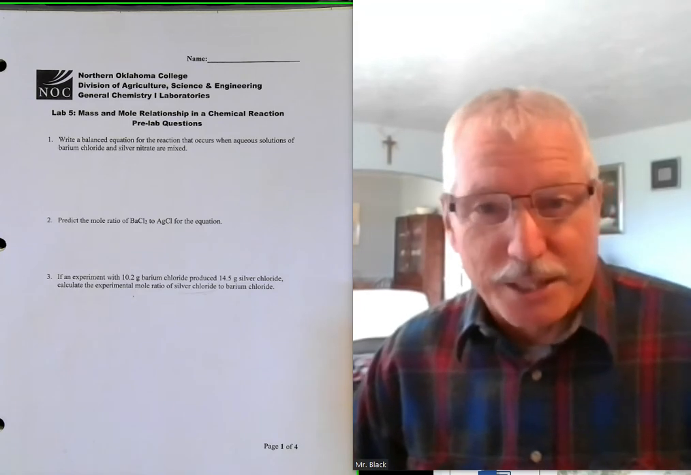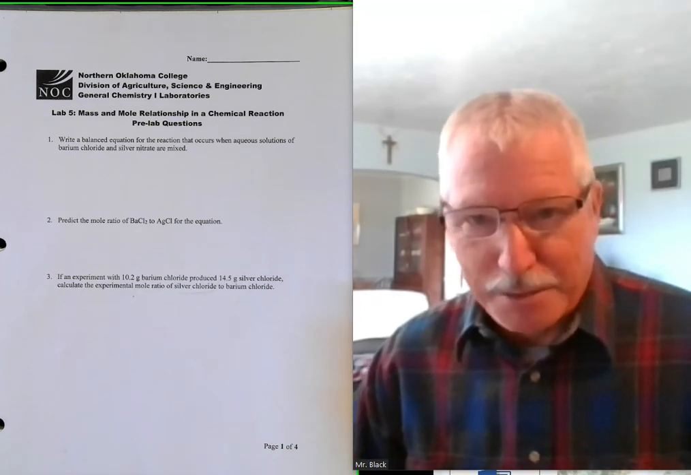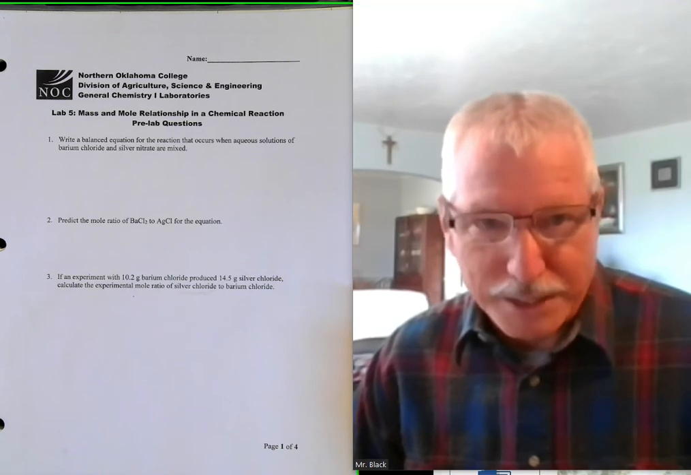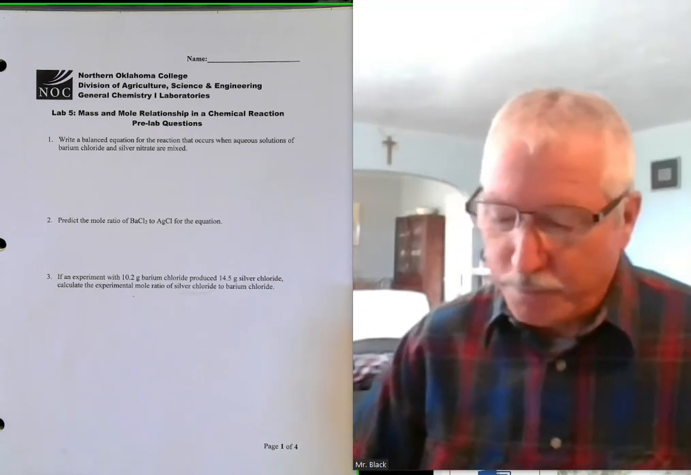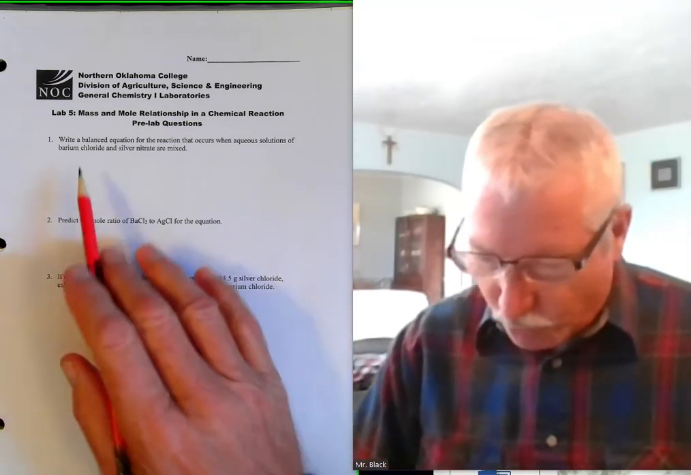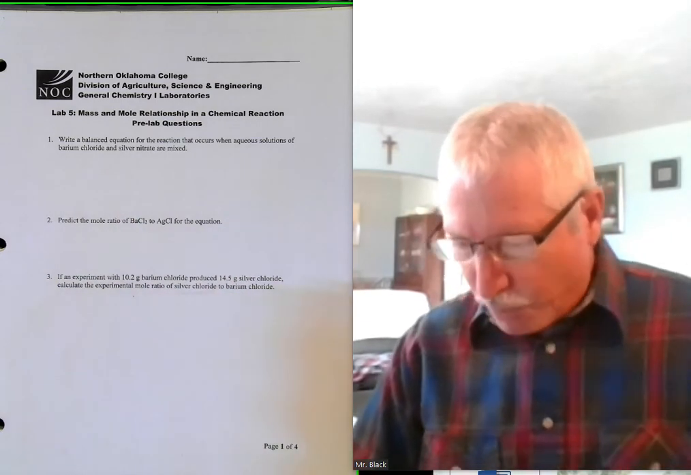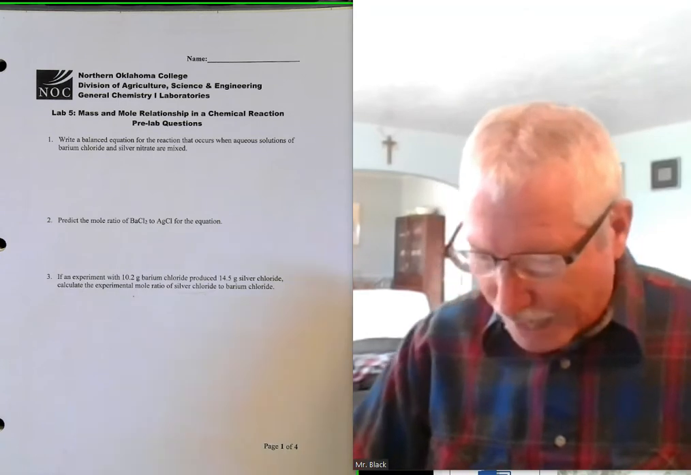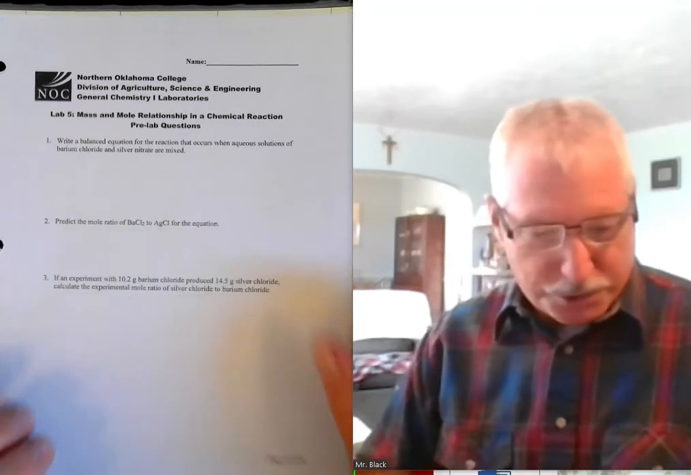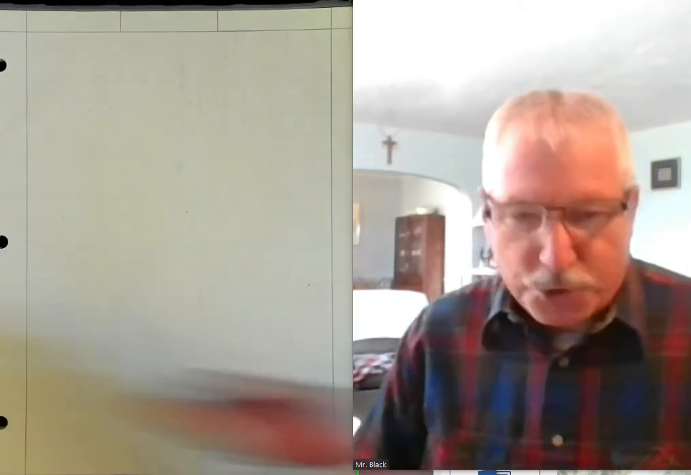What we're going to look at today is this pre-lab for the mass mole relationship laboratory that we do. And our first question says, write a balanced equation for the reaction that occurs when aqueous solutions of barium chloride and silver nitrate are mixed. Okay, well, the strategy for solving this is that we first need to figure out formulas for things like silver nitrate and barium chloride.